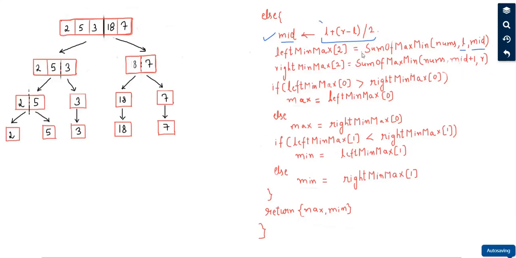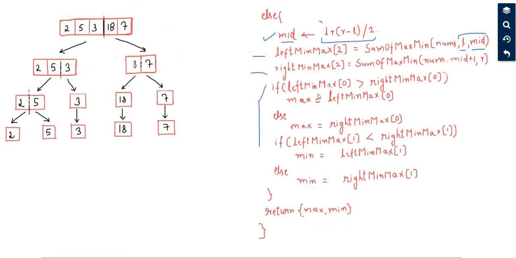And since these functions will return the min and max for the respective ranges, I will get two pairs, one from each of these two arrays. Then I have to compare those pairs to extract my maximum and minimum for the range starting from L ending at R. That's what I am doing here.